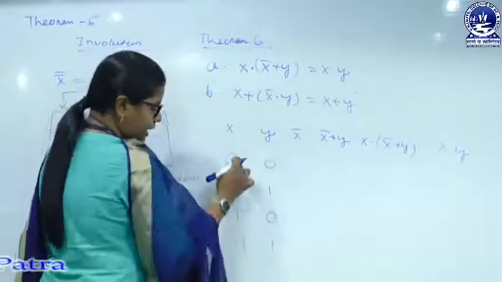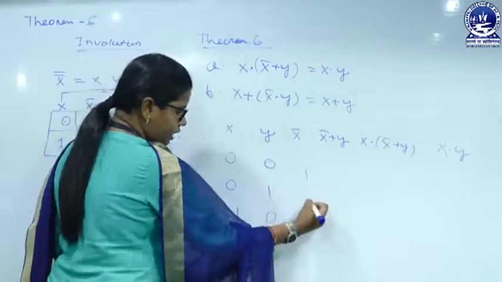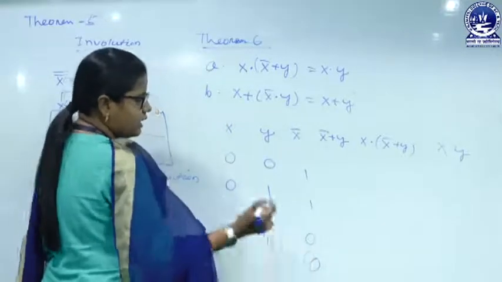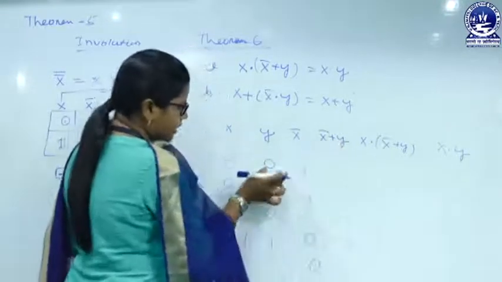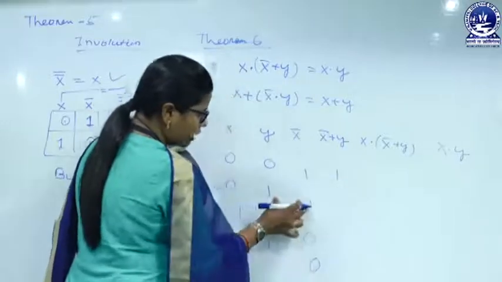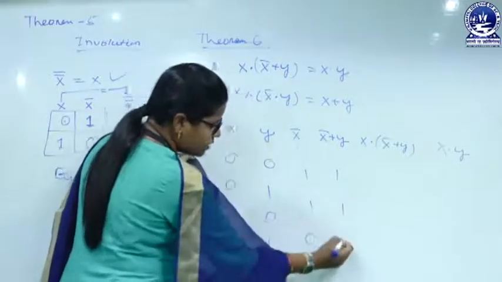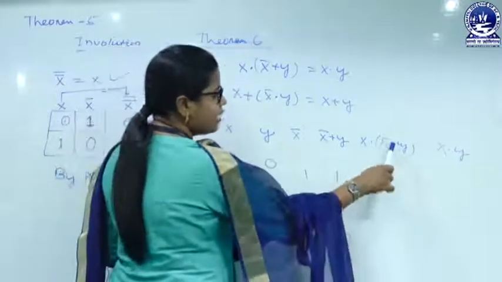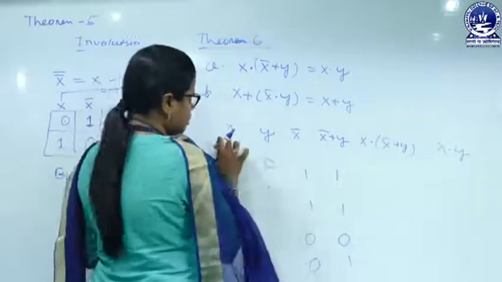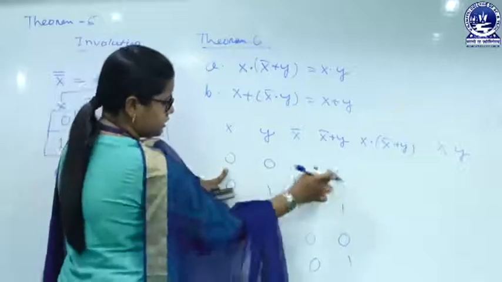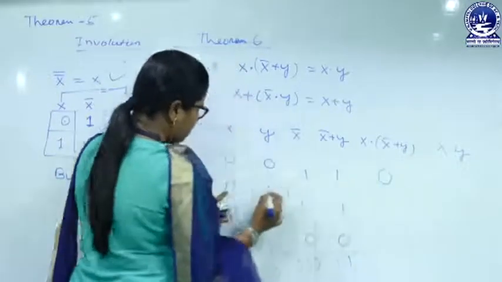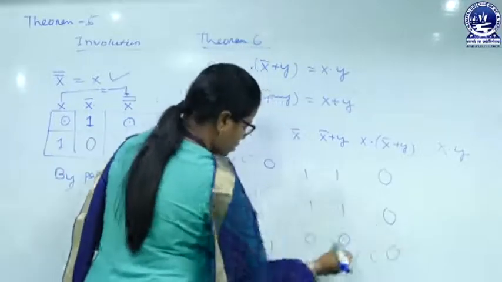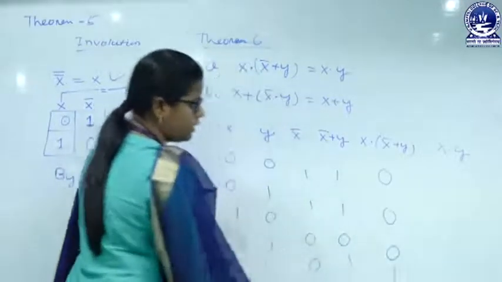The complement of x will be 1, 1, 0 and 0. Next, x complement plus y: 1 plus 0 is 1, 1 plus 1 is 1, 0 plus 0 is 0, 0 plus 1 is 1. Next, x into x complement plus y: 0 into 1 is 0, 0 into 1 is 0, 1 into 0 is 0, and 1 into 1 is 1.